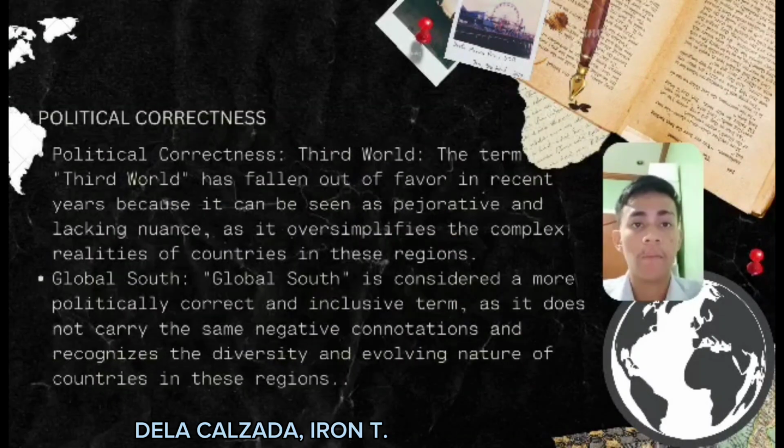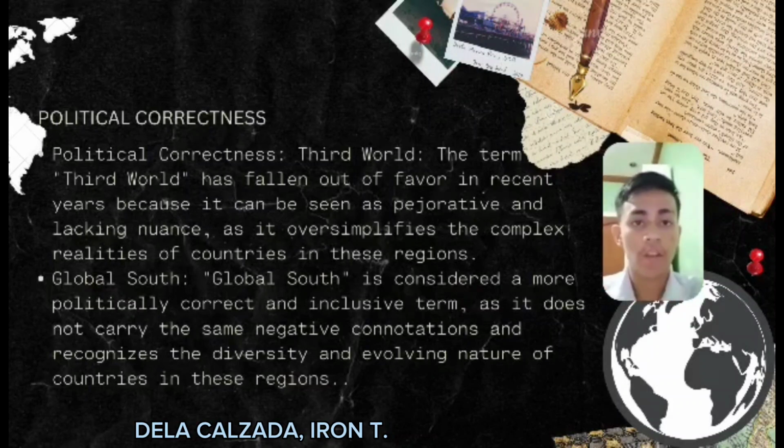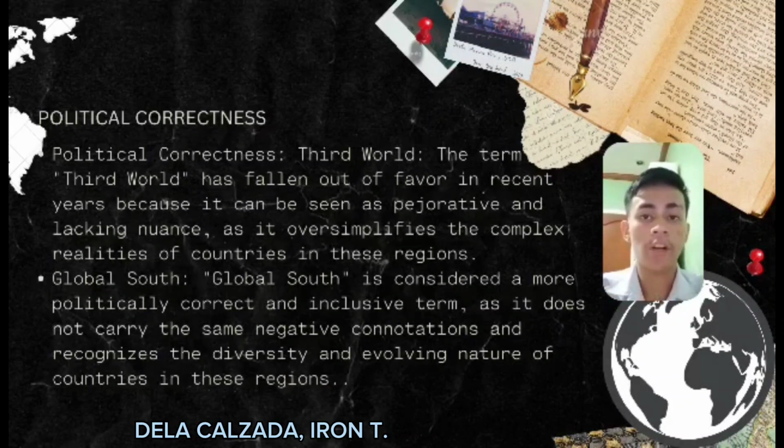Political correctness. So, the term Third World has fallen out of favor in recent years because it can be seen as pejorative and lacking nuance, as it oversimplifies the complex realities of countries in these regions. The Global South is considered a more politically correct and inclusive term as it does not carry the same negative connotations and recognizes the diversity and evolving nature of countries in these regions.